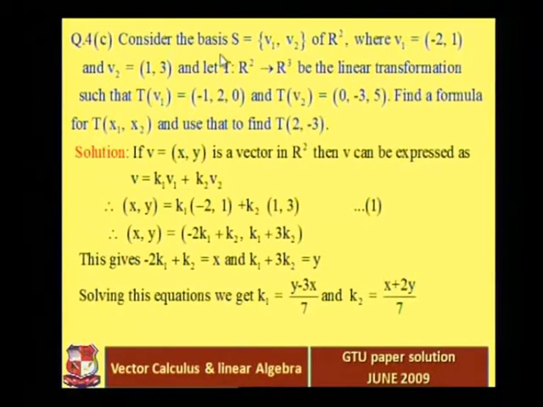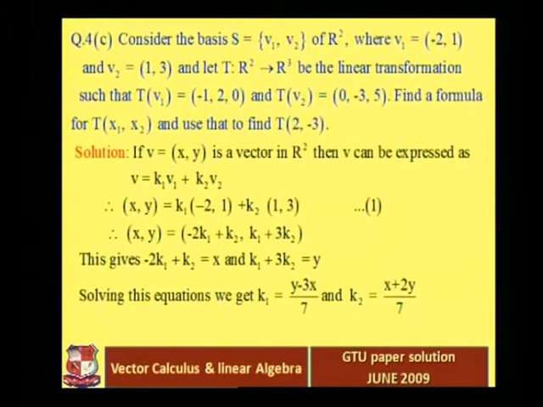So what is our target? We have to find the formula for T of (x1, x2), right? That is our first target. We have a basis for the domain and we have the image vectors of those basis vectors. V1 and V2 are basis vectors of R2, correct? That means any vector of R2 can be expressed as a linear combination of V1 and V2, right?